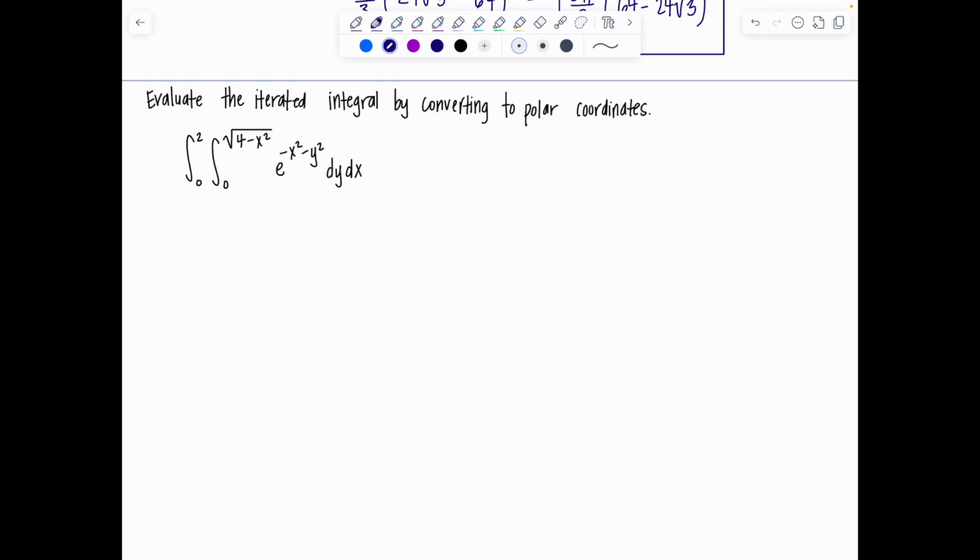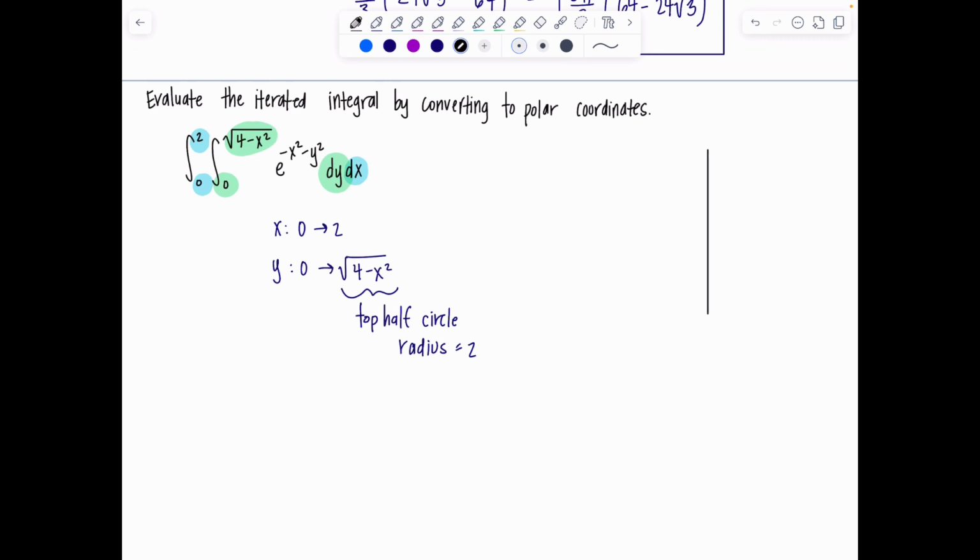Notice here the outermost limits for x tell me that the region D is bounded from 0 to 2, and then y is bounded from 0 to rad 4 minus x squared. We know this is upper half of a circle, right? Top half. Circle with radius 2. So maybe you don't even need to graph it. Maybe you don't. But you know what? We will. Because we don't take chances.